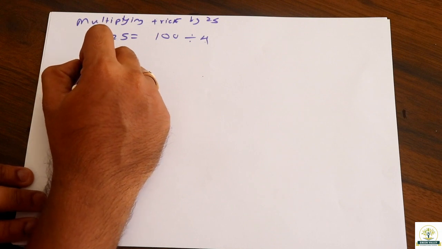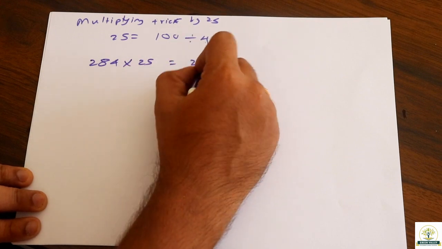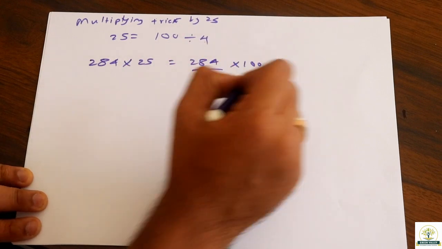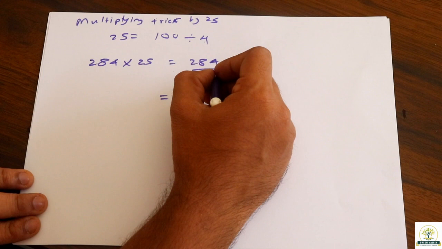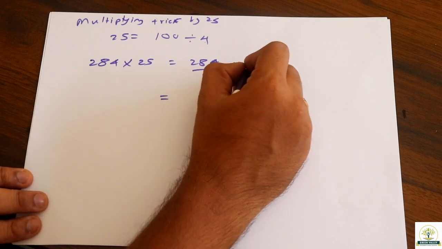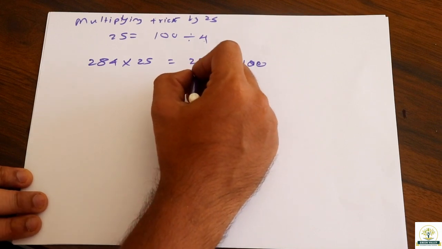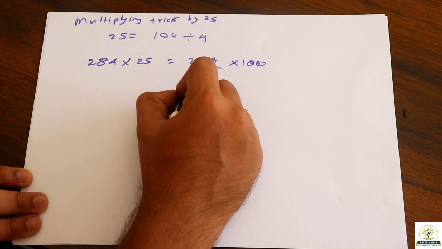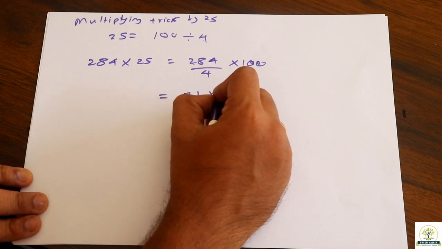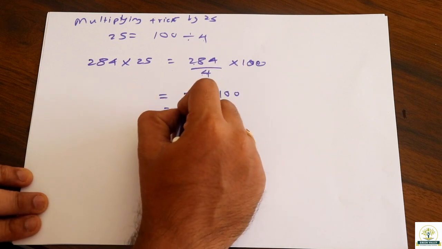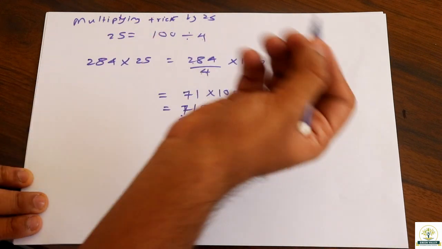So let's say I want to multiply 284 by 25. It is as good as dividing by 4 and then multiplying by 100, or multiplying by 100 and then dividing by 4. I will prefer the first method, dividing by 4 first and then multiplying by 100. So this will give you 284 divided by 4, that is 71, because 4 7s are 28 and 4 1s are 4, multiplied by 100, that is 7100.